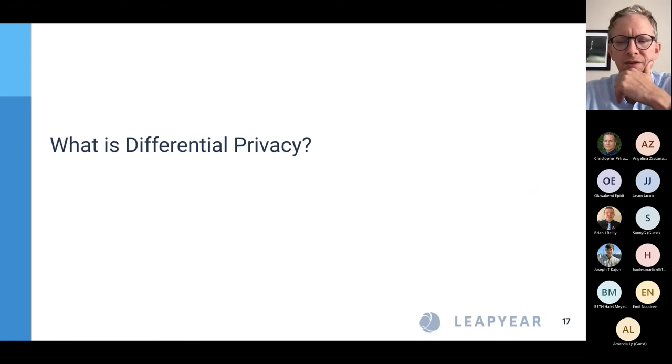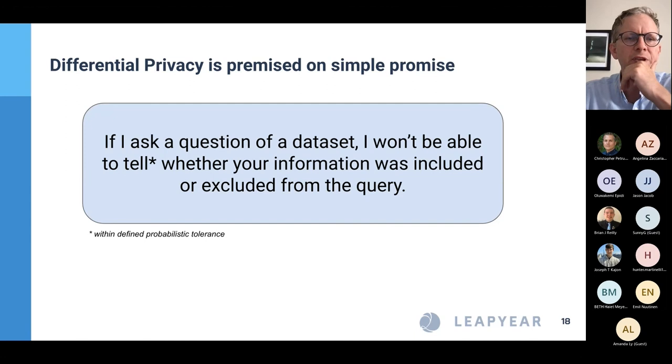So, all right, how does differential privacy address this? The premise of differential privacy is a simple promise. If I ask a question of a data set, I won't be able to tell whether your information or any individual's information was included or excluded from the results of the query. There's an asterisk here that specifies that I won't be able to tell within a defined probabilistic tolerance. But glossing over that detail for the moment, the idea is actually pretty straightforward: it shouldn't matter if my information is in a database or not, because the result that somebody gets back from a differentially private query of that database will not reveal whether or not I was part of that data set.